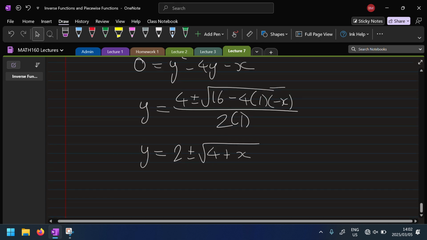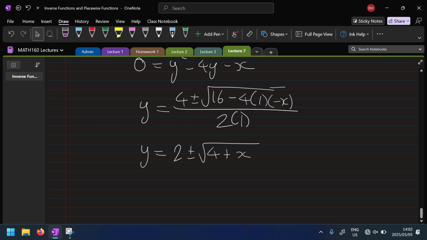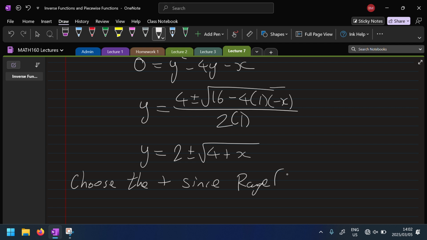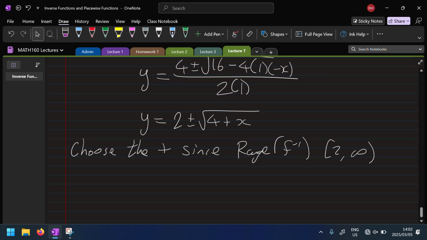Let's go back here. Now we look at this. 2 plus or minus something. Which one do we pick? The plus or the minus? The plus, because we want it to be larger than 2. So we choose the plus. Since the range of f inverse is 2 to infinity, we want everything larger than 2. Okay, so we take the plus.